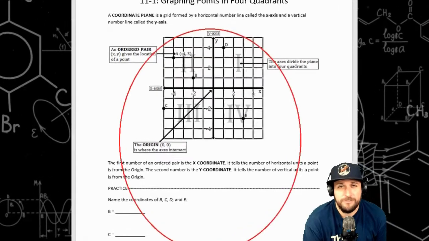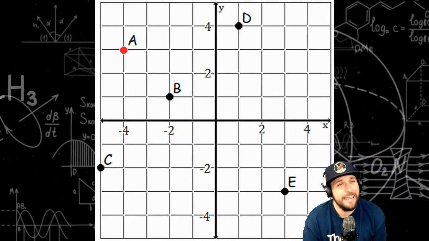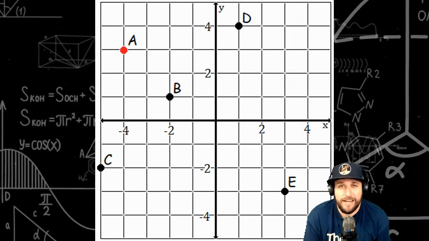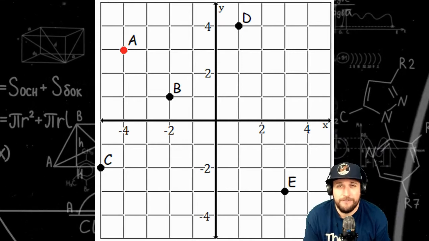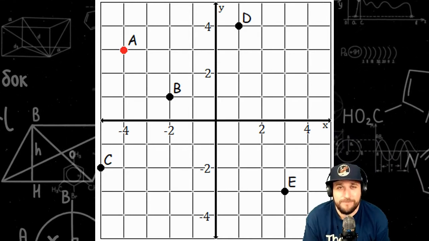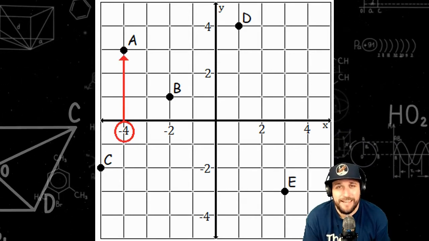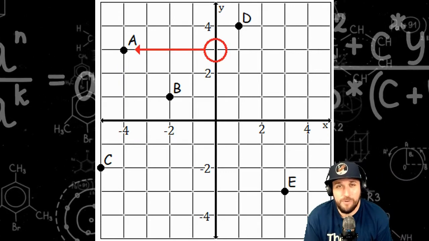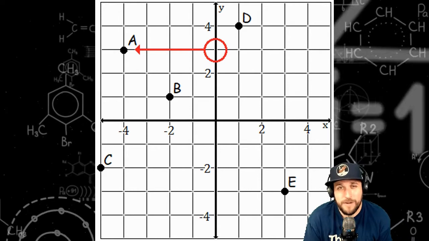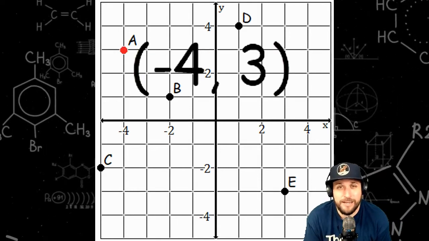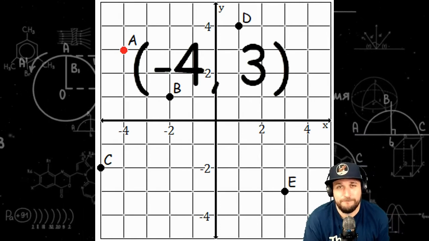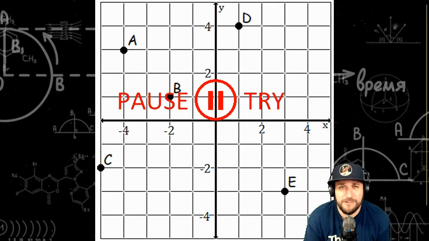So for example, if I wanted to talk about point A on my coordinate plane here, in order to name point A by an ordered pair, first I'd have to find its x-coordinate. It's at -4. And its y-coordinate is at +3. So if I was describing point A, I would use the ordered pair -4, 3. Ordered pairs are always in parentheses with a comma in the middle. Could you find the coordinates of those other points on our graph?